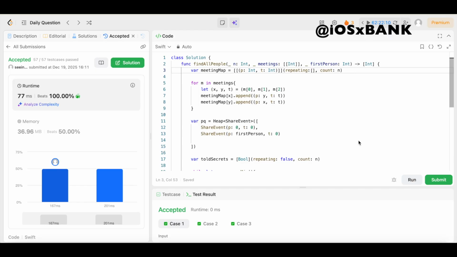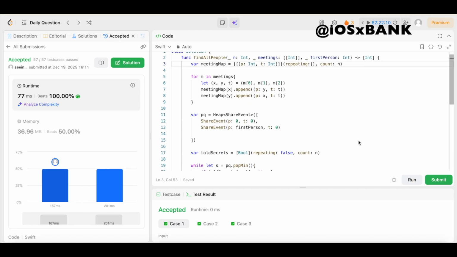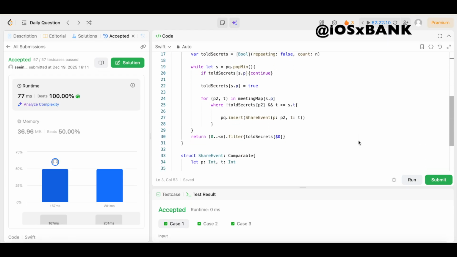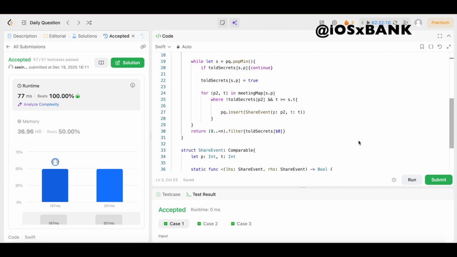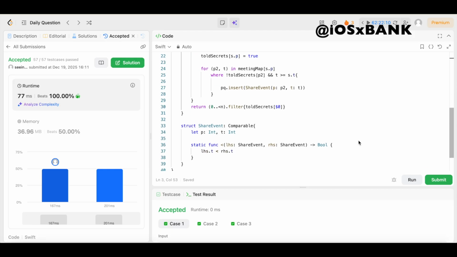So with that being said, make sure you get one more look at the code. This is the top part. This is the middle, I should say. And then this is the bottom.